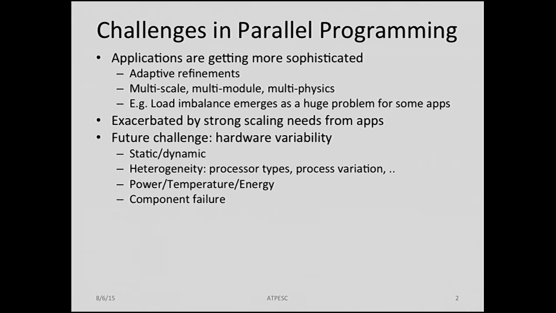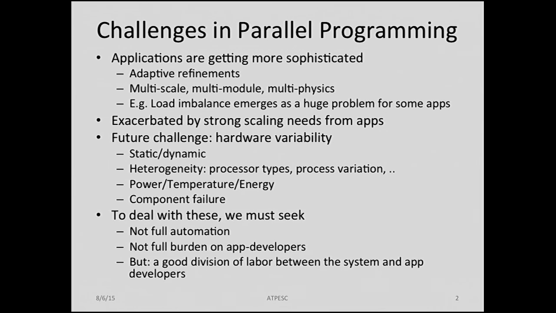Hardware is introducing challenges of variability, static variability, dynamic variability, heterogeneity, accelerators, regular processors, whatnot. Power, temperature, and energy are in play right now, which we used to be able to ignore, and so on, and failures. So to deal with all of this, what should we do?